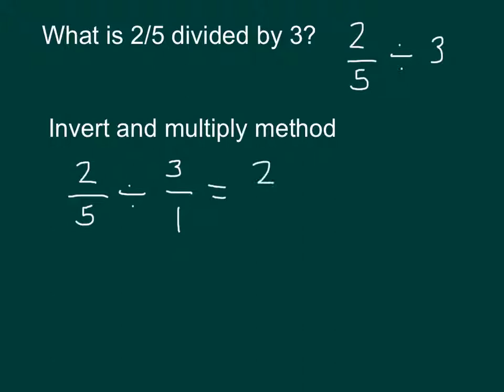Here's our first fraction. Nothing ever happens to it. There's the multiply. There's the invert. Yay! And now it's just top times top, 2. Bottom times bottom, 15.